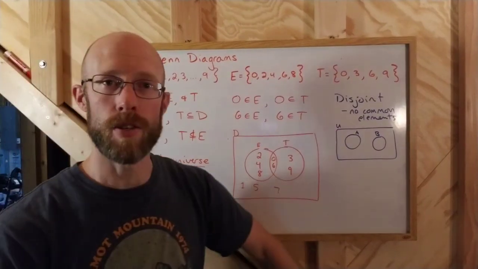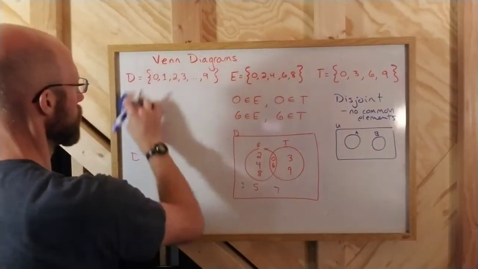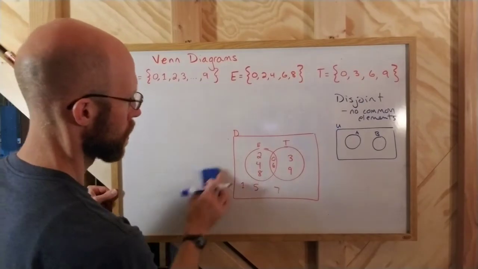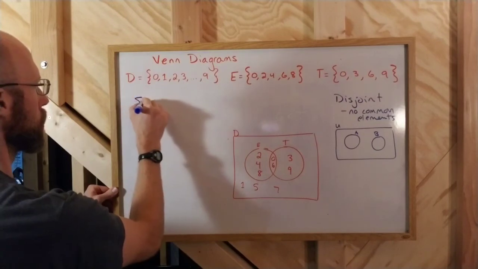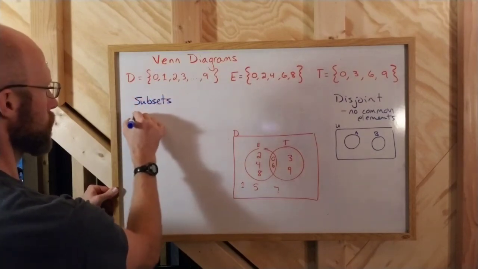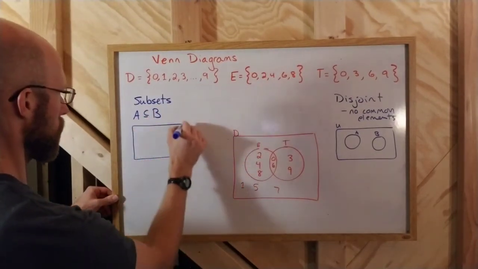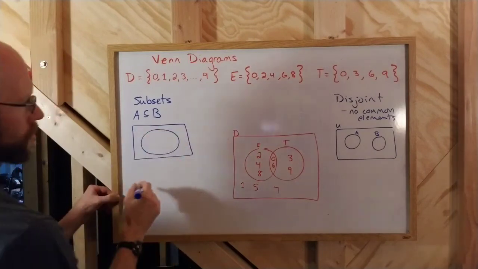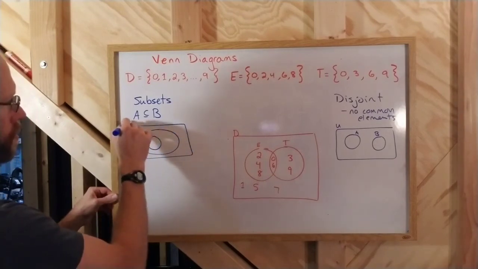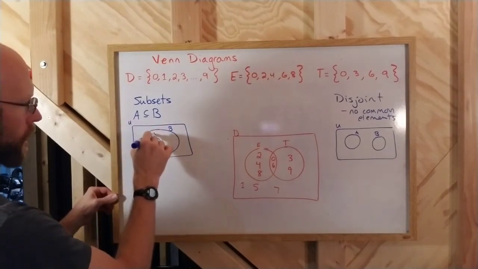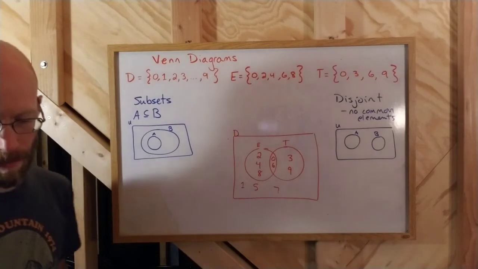You could also have a set that's a subset, as I mentioned a moment ago. Say A is a subset of B, in which case B might be the larger set, and A might be inside of it. So here's our universe. B is the superset, A is the subset. That's a possibility as well for a Venn diagram.